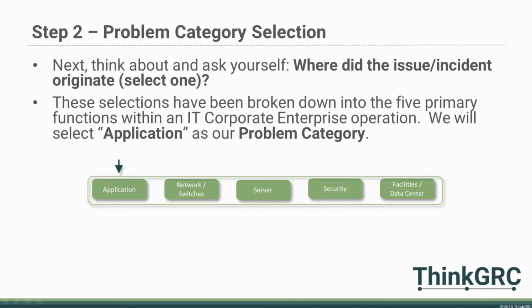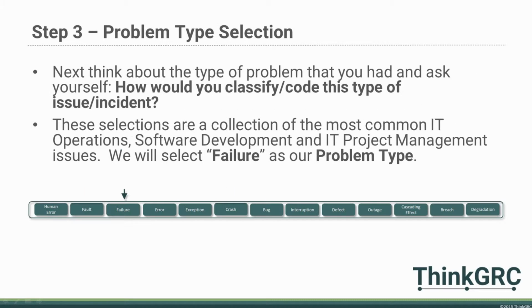Now we will move to step 2, problem category selection. With our incident still in mind, ask yourself, where did the issue or incident originate? Select 1. These selections have been broken down into the 5 primary functions within an IT corporate enterprise operation. We will select application as our problem category.